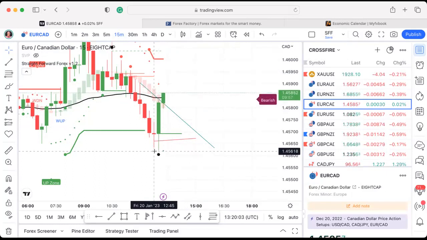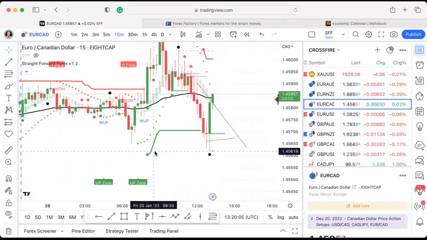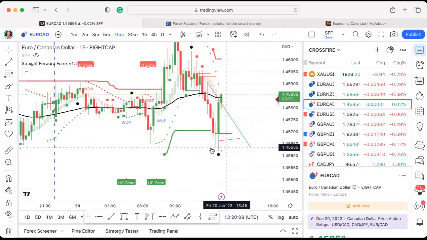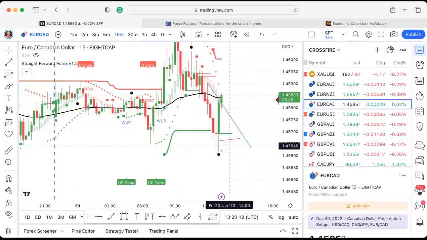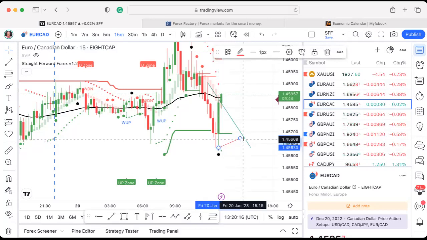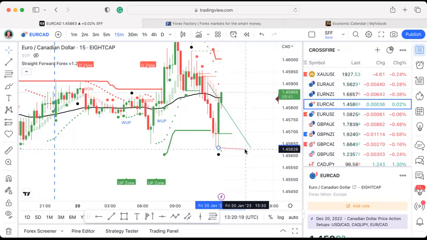I'm looking to the left. There isn't, in today's session, a lower low. So what I'm going to do is make this horizontal from the bottom of the wick. Let me just correct that.